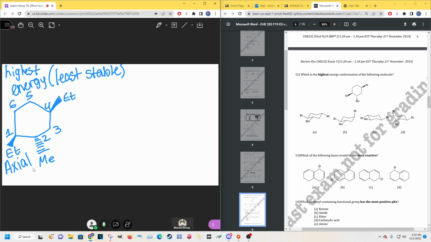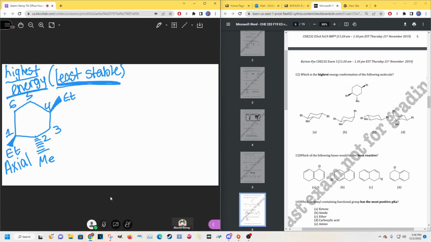Quick question. Why are you making it axial instead of equatorial? Oh, because we're looking for the highest energy chair conformation. And in order for molecules to be in high energy, that means they're always going to be unstable, so least stable. So now we all know that in order for a chair conformation to be stable, we always try and push the big group in an equatorial side. But this time we're looking for an unstable conformation, so we have to force it to an axial instead of the other way around.